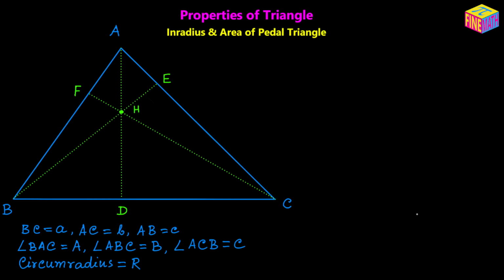Now if we join the feet of perpendiculars, that will form the pedal triangle. And let's assume that the pedal triangle is the yellow triangle here, which is triangle DEF. And this is the pedal triangle of our original triangle ABC.